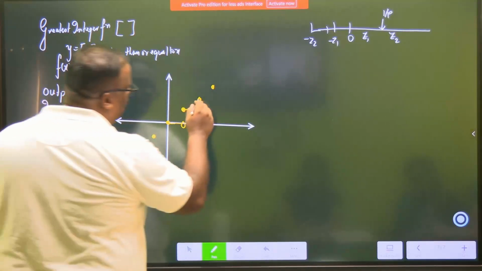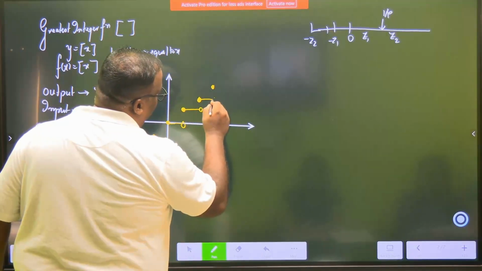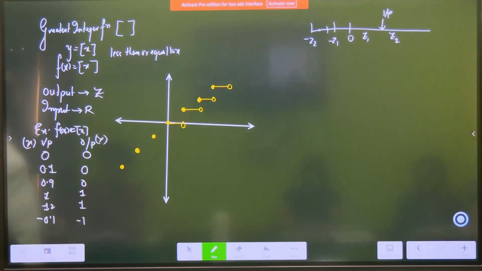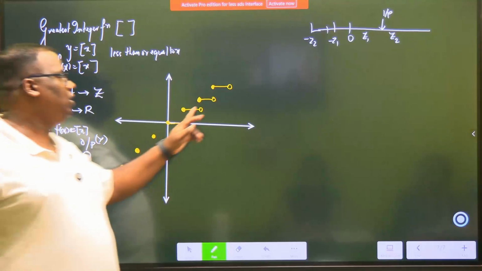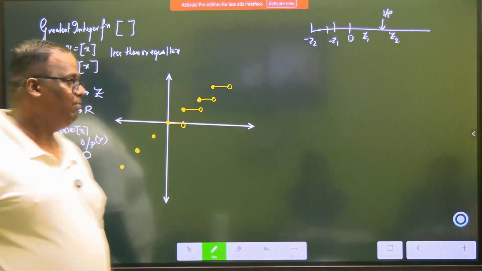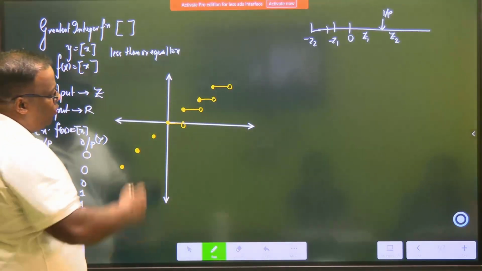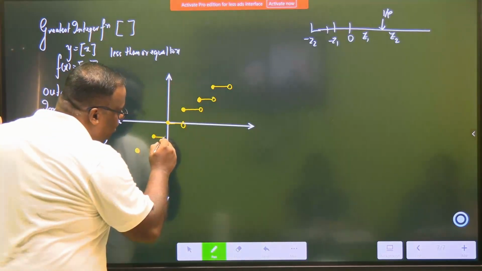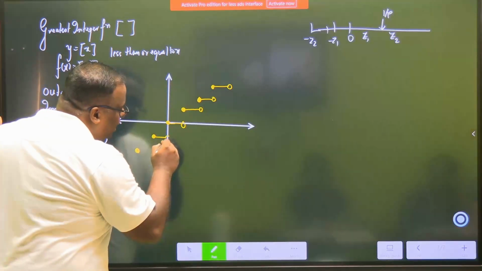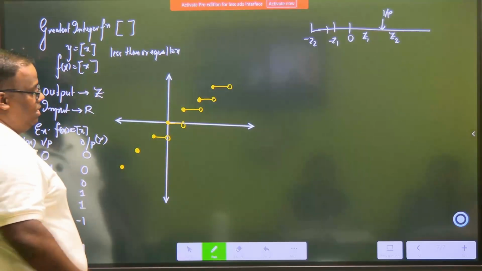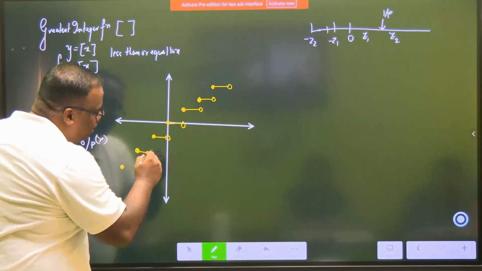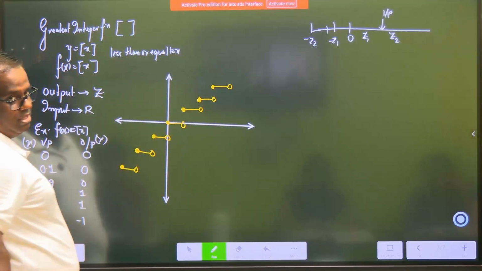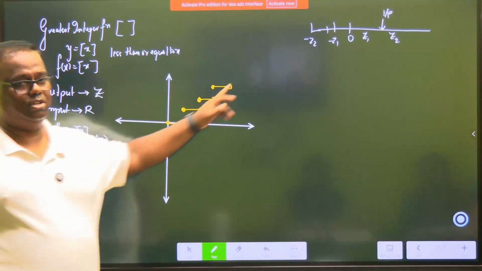Again from 2, I can go on plotting. So these are all points of discontinuity. Let's look at this side. How will it be? You can keep on plotting any number, you will get a -1 plot, but you cannot take this number. It's called a stair function. So these are the points of discontinuity.